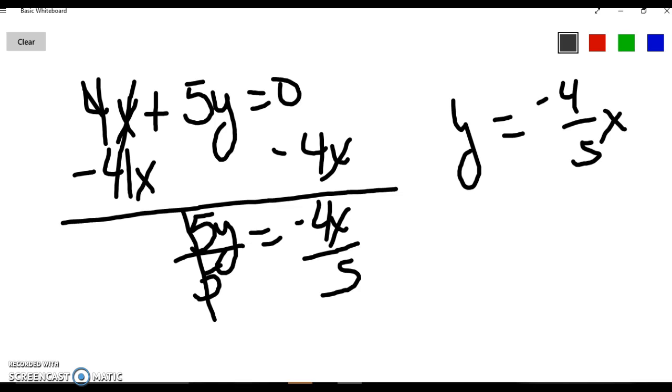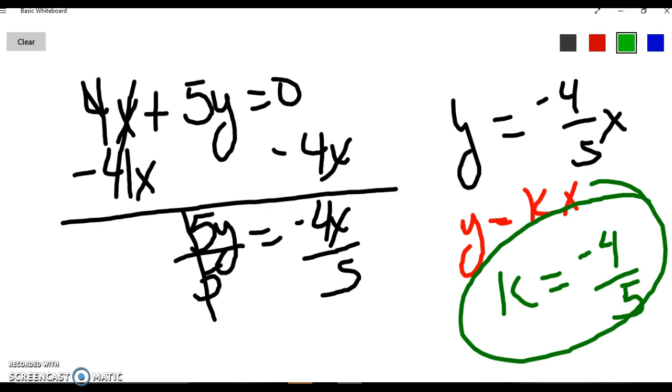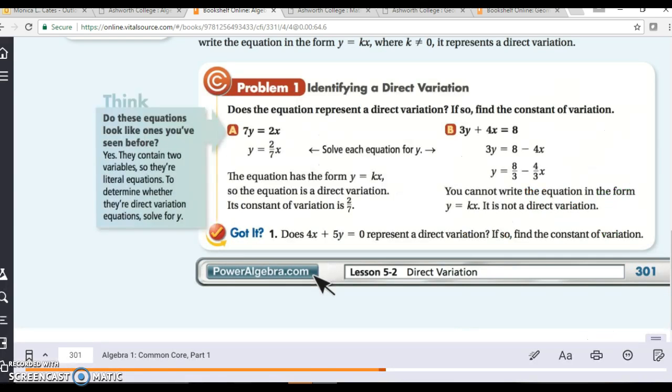So this is in the form of y equals kx, where k is my coefficient, and it is negative 4 over 5. So this represents a direct variation, and my constant is negative 4 over 5. I hope that this helps.